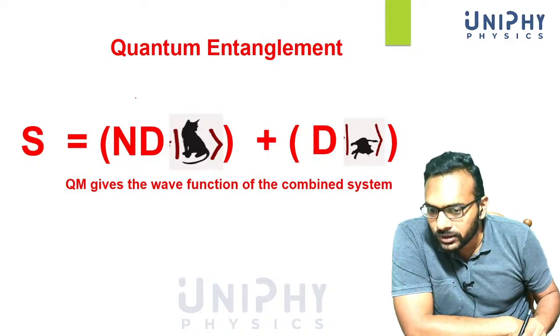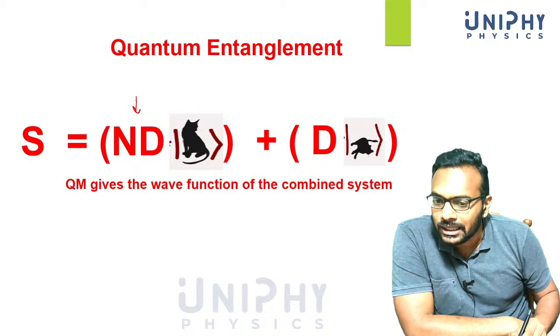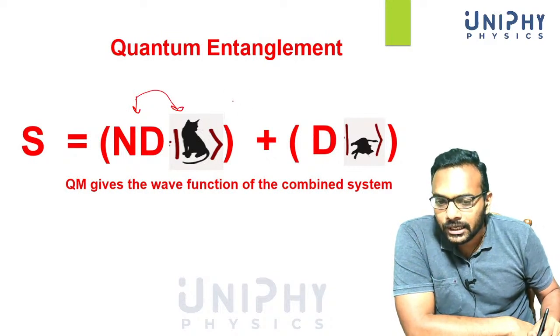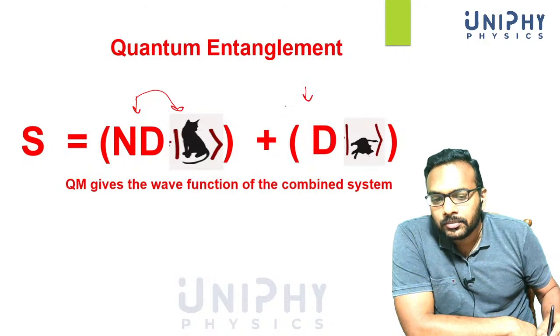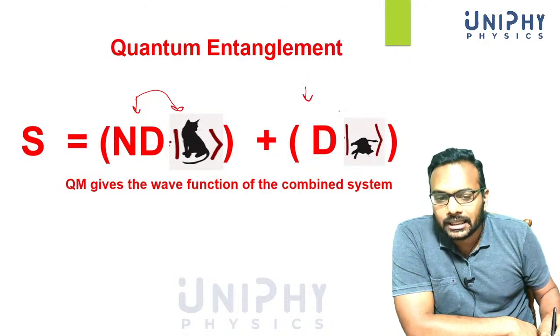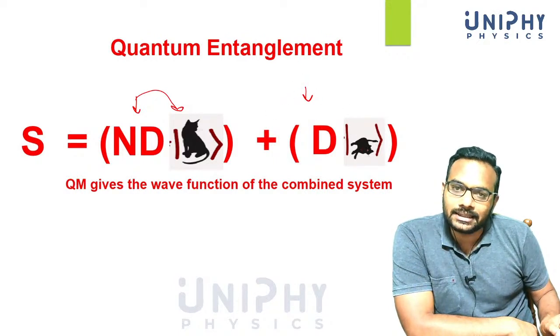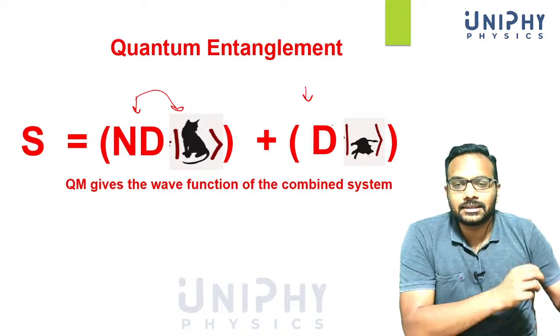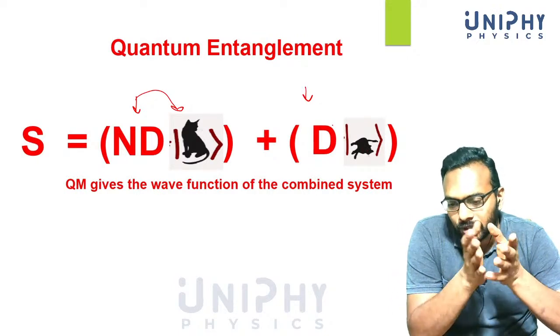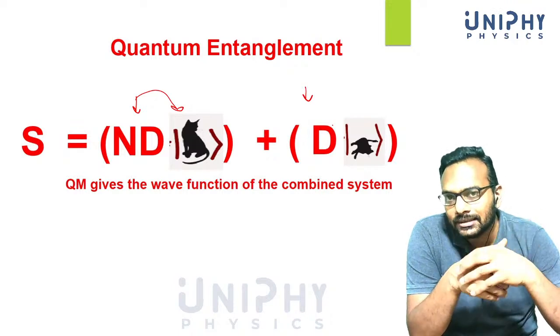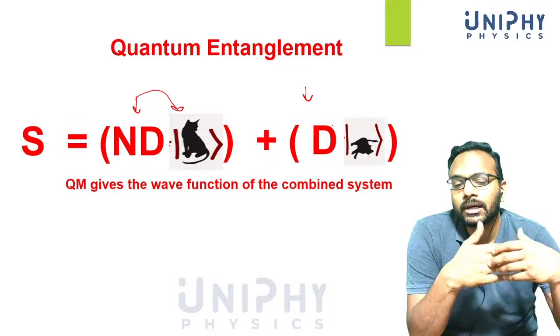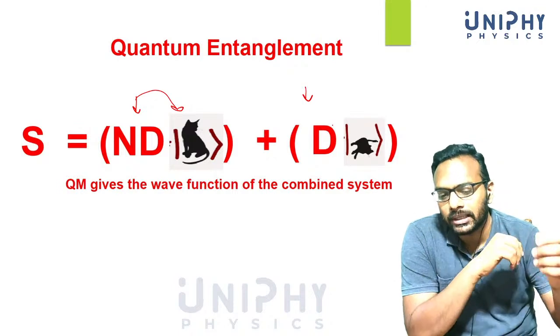On one branch of the wave function we have an atom which is not decayed, and in that branch the cat is alive, and on the other branch the atom is decayed, and in that branch the cat is dead. Right? So for an isolated system we can consider separate wave functions, but once the system is not isolated, you only have a wave function for a combined system. That's what quantum mechanics predicts.